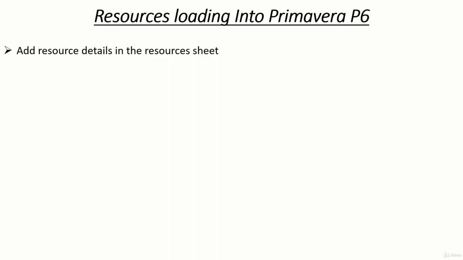Adding resources into the Primavera Basics. Once a Primavera Basics project program is fully developed, adding activities and activity relationships under WBS, we can proceed to add resources into the program. Before adding resources to the program, we have to create resources in the resource sheet. The types of resources are labor, material, and non-labor. In the non-labor category, the resources could be equipment and machinery.